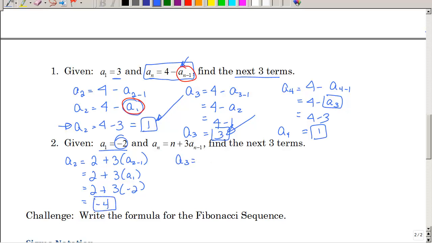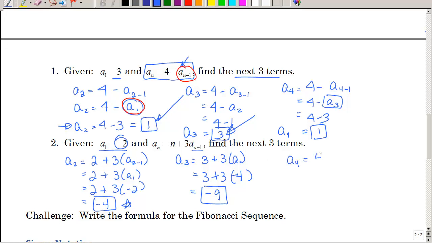Third term. We have n, which is 3, plus 3 times the previous term. I'm going to skip a step here. The previous term. So that was the second term. And what was the previous one? It was negative 4. So we have negative 12 plus 3 is negative 9.